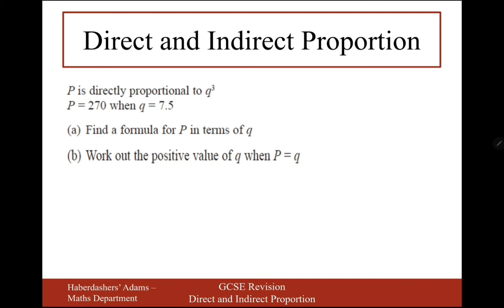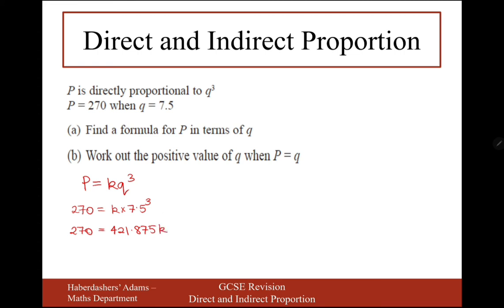Okay, let's have a go at this question here then. P is directly proportional to the cube of Q, or Q cubed. So let's write the formula down. P equals K times Q cubed. Let's work out K by substituting in these values. 270 equals K times 7.5 cubed. And let's first work out what 7.5 cubed is. 7.5 cubed is... let me write this down. 421.875 is the answer to 7.5 cubed.